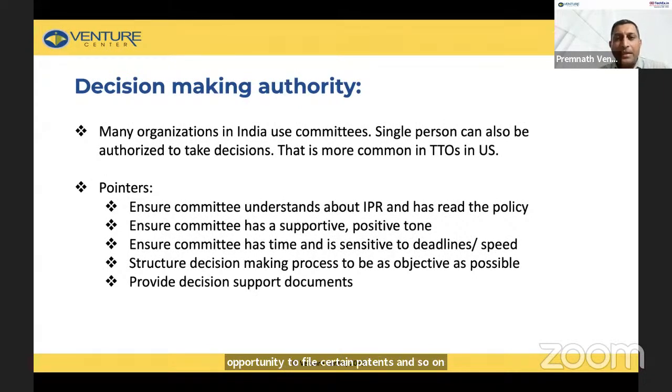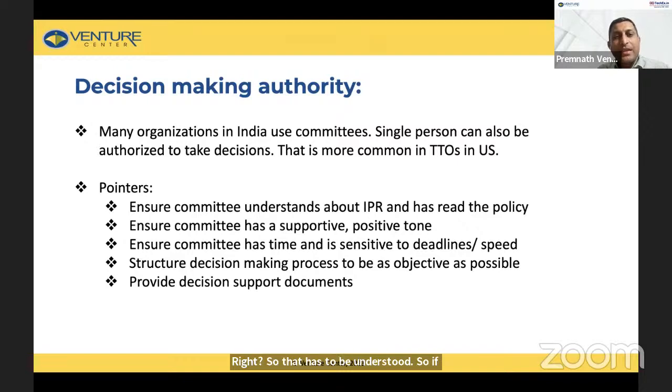Also, they should have read the IP policy and understand a little bit about intellectual property laws and so on. For example, the core to patent law is what is patentable, which is that it has to be novel, non-obvious, useful, and it should basically not get excluded out by the law, right? So that has to be understood. If not, you have to train them for it.